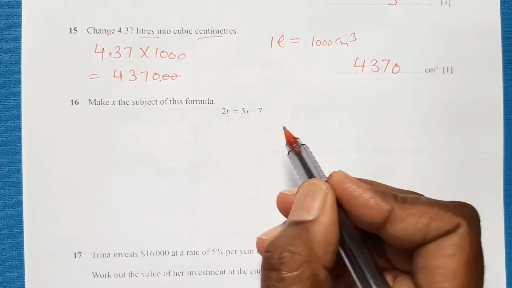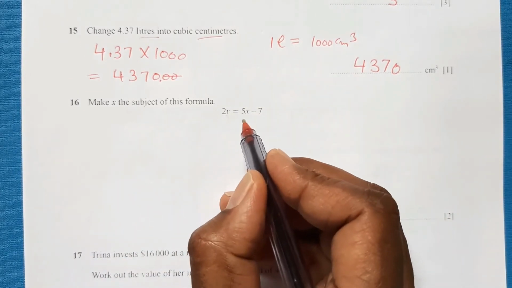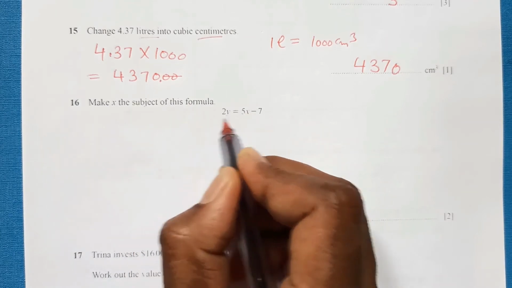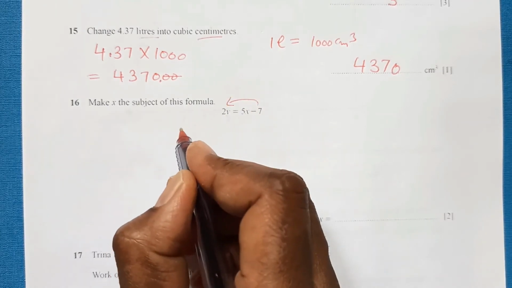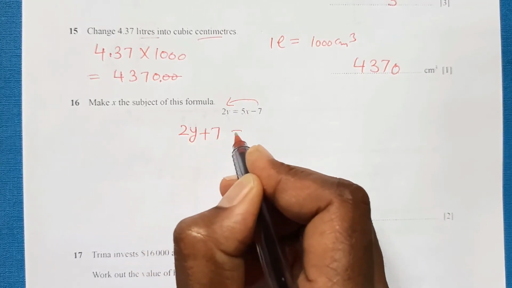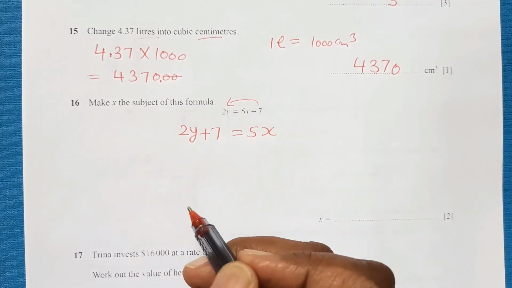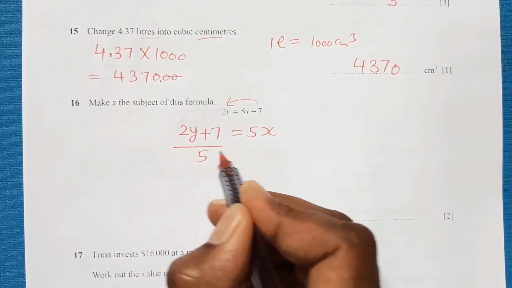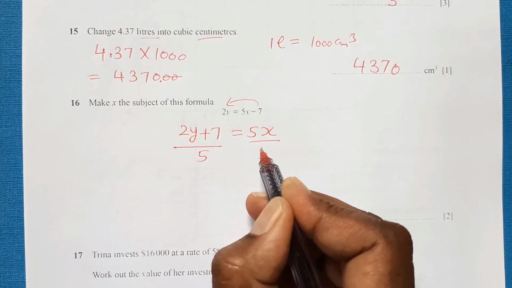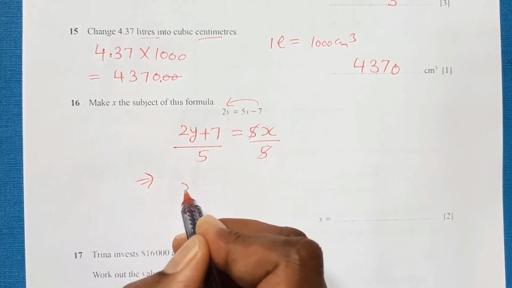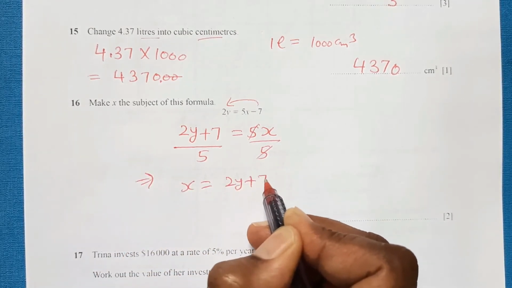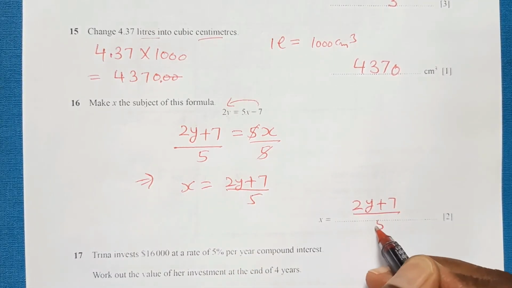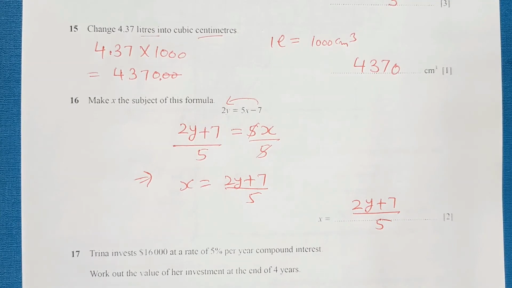Question number 16. Make x the subject. So now we have to make x the subject. So it's easy, we can shift 7 to the other side. 2y plus 7 is equal to 5x. Now divide both sides by 5 because we need the value of x. So from here x equals 2y plus 7 over 5. So this will go in the answer column: 2y plus 7 over 5.